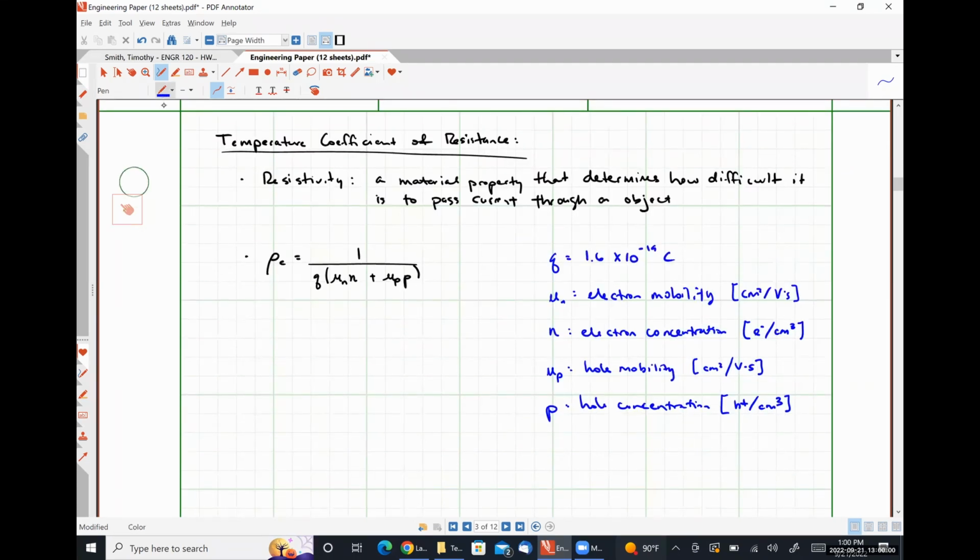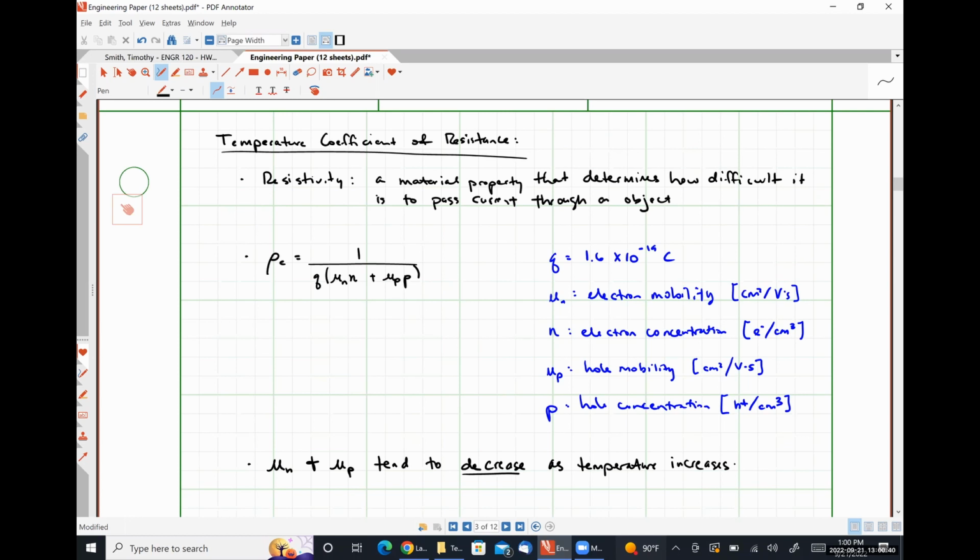How these things trend is that mu n and mu p tend to decrease as temperature increases. So our mobilities go down the hotter our crystal gets.